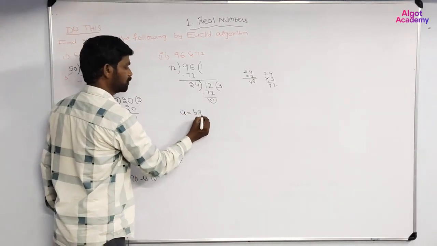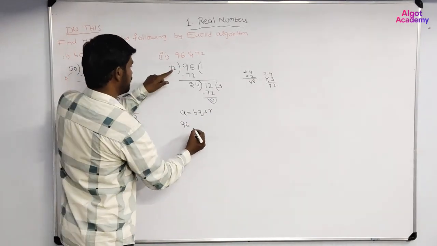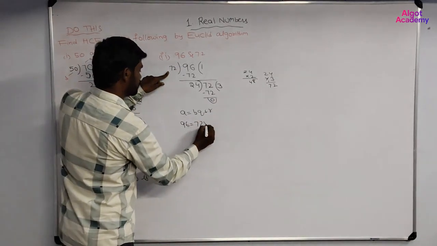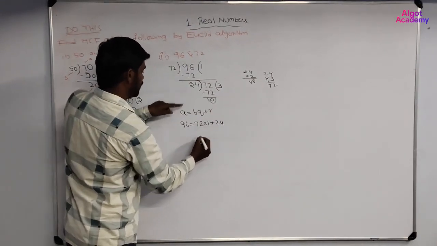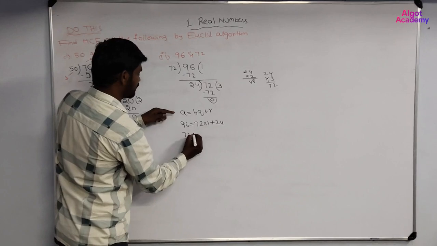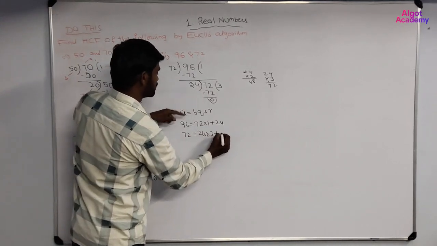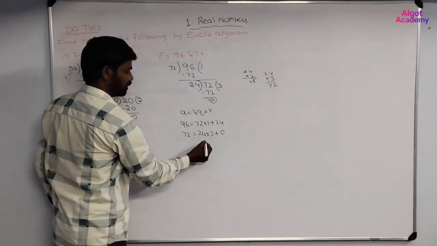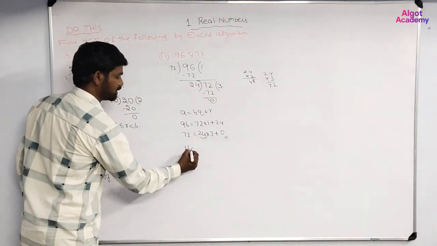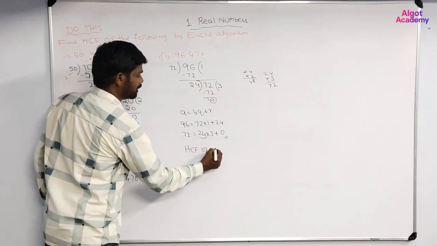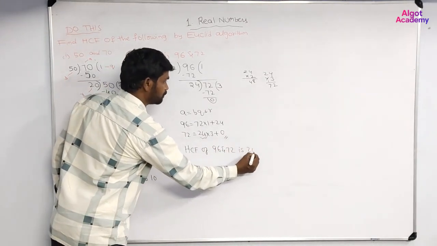A is equal to BQ plus R. Where A is 96 and B is 72: 96 is 72 into quotient 1 plus remainder 24. Next, A is equal to 72 and B is 24 into 3 plus the remainder 0. When the remainder is 0, this is your answer. What is the HCF? HCF of 96 and 72 is 24.